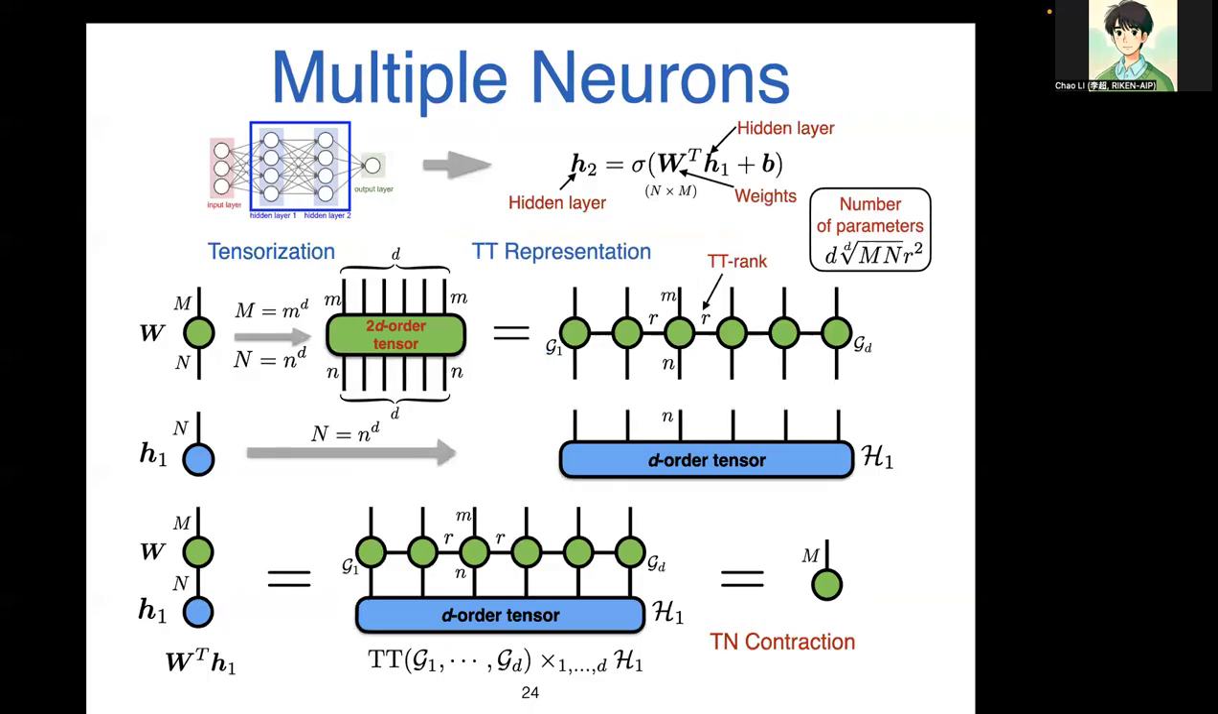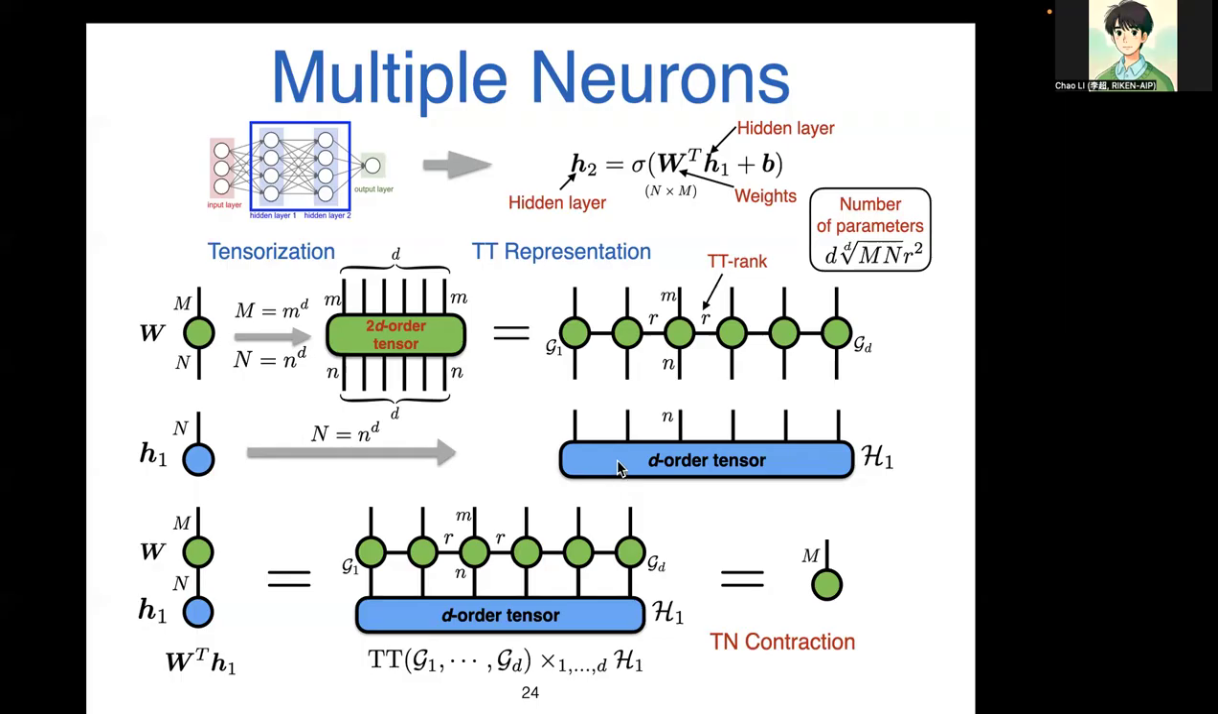Now, let's extend this idea from a single neuron to multiple neurons, as in a whole hidden layer. In a standard layer, we have a weight matrix W of dimension m times n, mapping the previous layer's output H1 to the next layer's output H2. The computation is shown in the formula. So similarly, our first step is to use tensorization. We reshape W into a tensor by splitting both its row and column indexes into D tensor modes, and then H1 is reshaped into a tensor of order D.